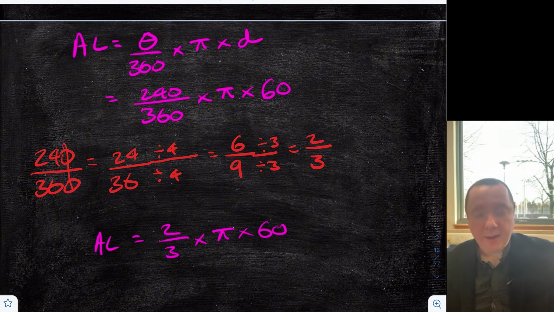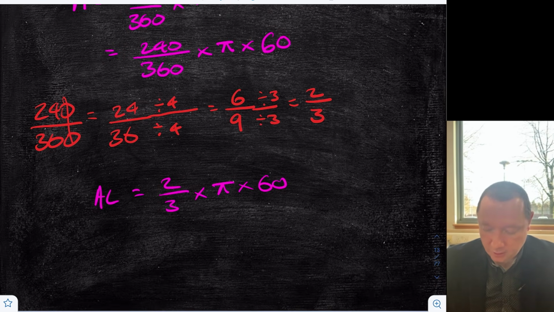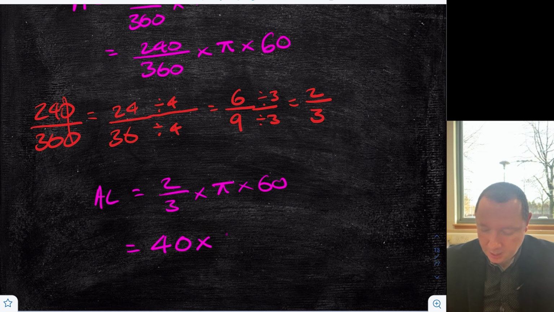I'll leave the pi to the end. So I've now got 2/3 of 60. So I divide by 3 and times by 2. 3 20s is 60, 20 times 2 is 40. So I've got 40 times pi. So that's 40 times 3.14.